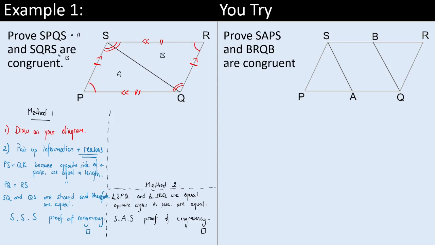Now, a similar kind of situation here on the right. We want to prove that SAPS, so this triangle here, triangle A, and BRQB, so this triangle here, are congruent. Now, I've missed something off of this question, which is that A is the midpoint of PQ, and B is the midpoint of SR.